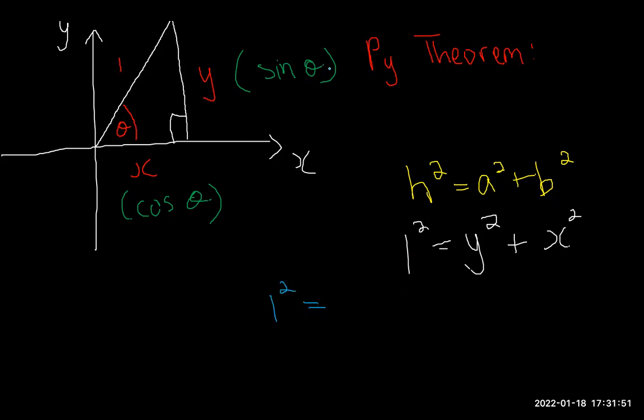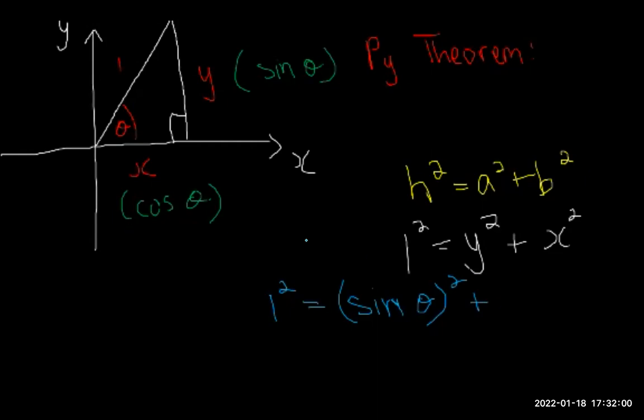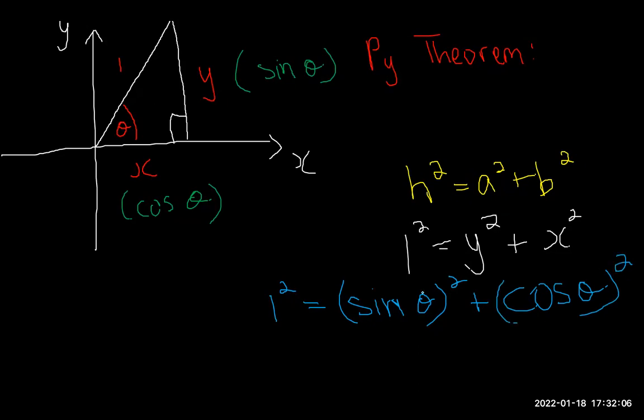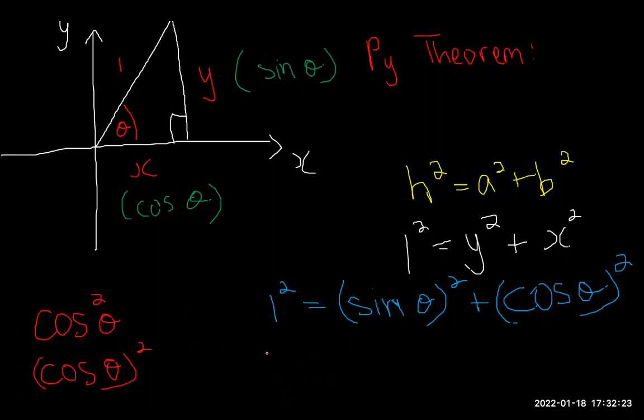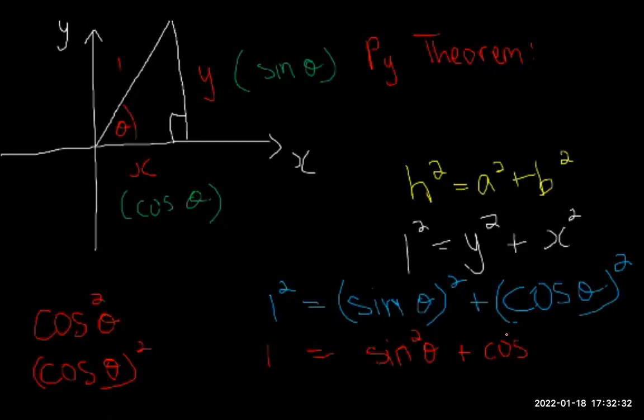is equal to sine theta squared plus cos theta squared. But remember, I told you earlier on that cos squared theta can be written as cos theta squared. So what does that mean? I can rewrite this. 1 squared is 1, right? So 1 is equal to sine squared theta plus cos squared theta.